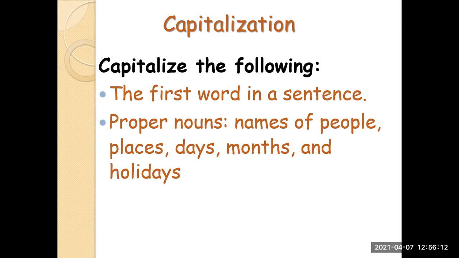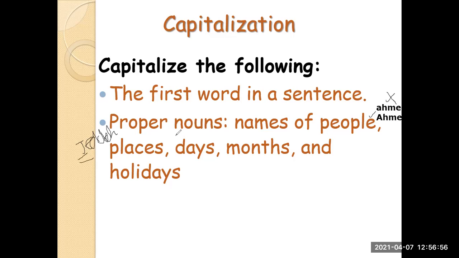One more rule states that names of people, places, days, months, and holidays need to be capitalized. If your name is Ahmed, you need to capitalize it. You can't write Ahmed in this way, but you have to write it this way. This is the wrong way of writing it, while this one is the correct way. Places like Jeddah, for example, you have to write in this format. The J has to be capitalized.